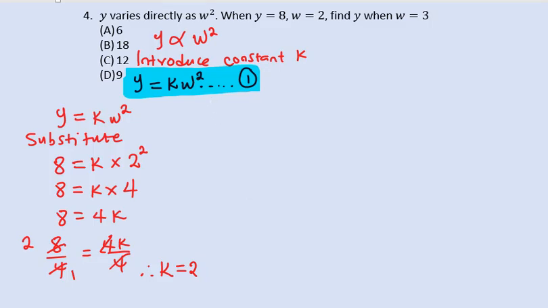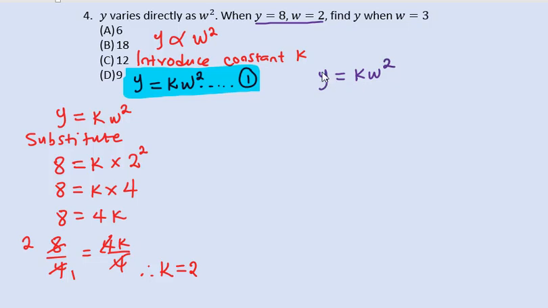Now we are not yet done. Please, we are not yet done. We've solved for this part, right? Then I said find y when w is equal to 3. What you have to do is come back to the general equation again. The general equation says that y is equal to k w squared.